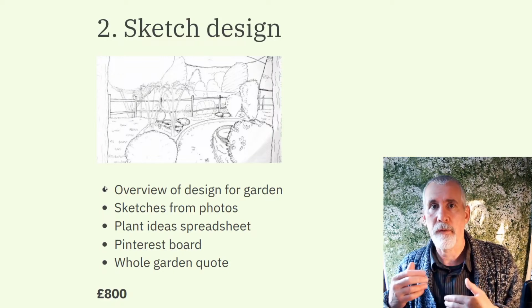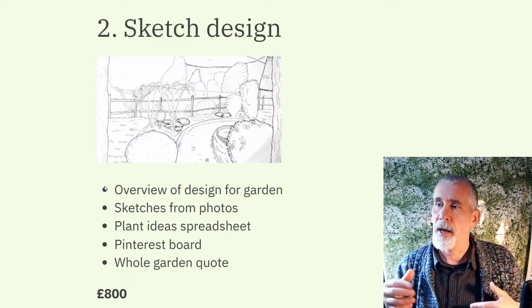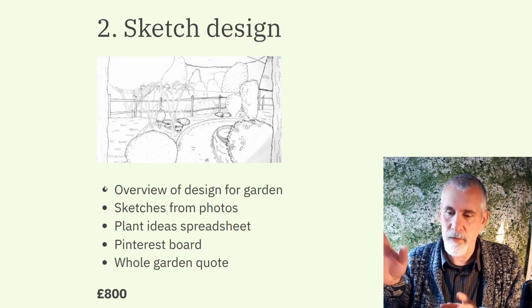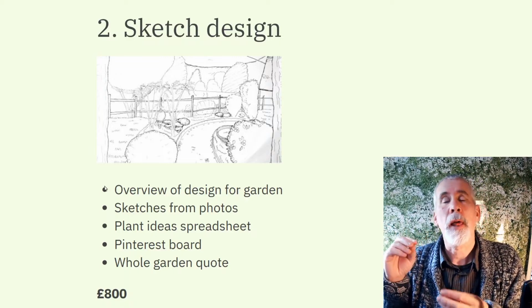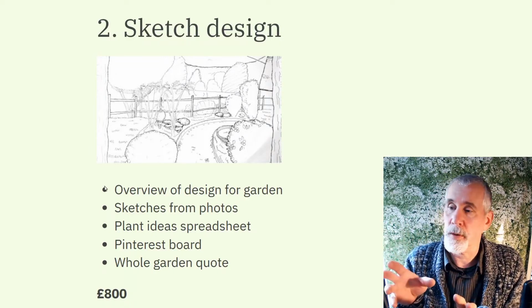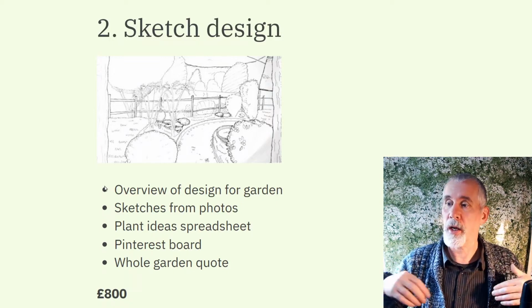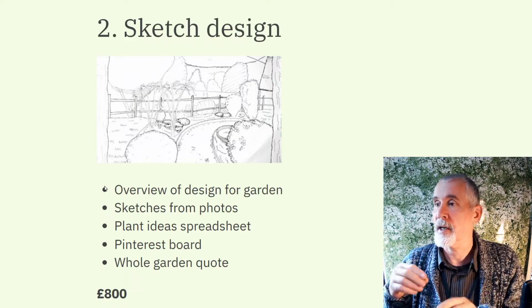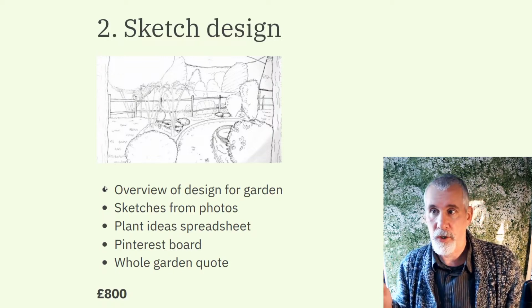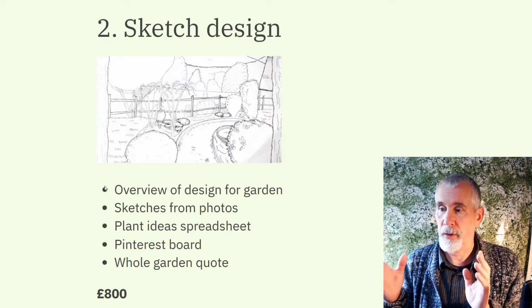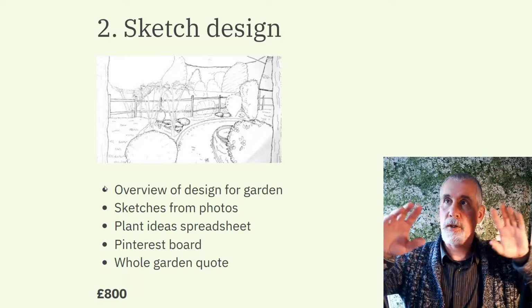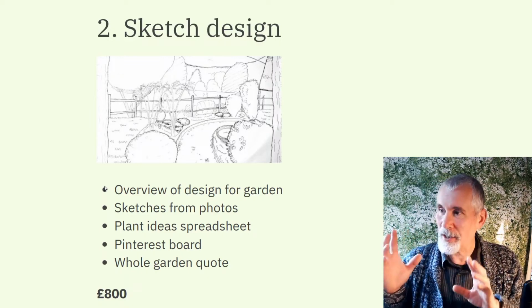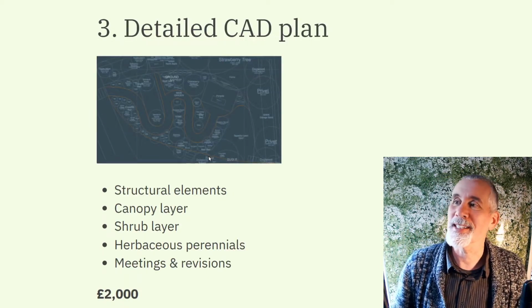And this is where I start working from the sketches, from the photographs, and I put together ideas in a spreadsheet. So I'll list plants without the reference, but just different plant ideas, and different plant ideas on a Pinterest board as well, and then put together a whole garden quote, like an idea of how much all the fencing and any kind of walls and paths and features will cost as well. So you get a whole garden quote, a figure for how much it would cost to landscape, hard landscape, soft landscape the garden.